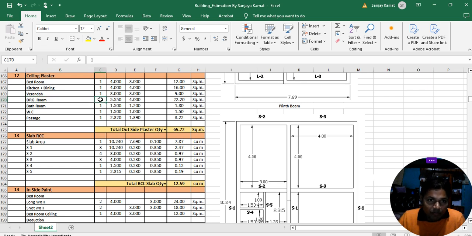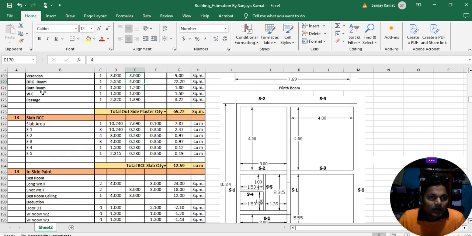Drawing room number is 1, and length is 5.550 meter. Breadth is 4 meter. After multiplying these three terms, you will get 22.20 meter square. Now we are going to work for the bathroom. Bathroom number is 1, length is 1.50 meter, and breadth is 1.2 meter. After multiplying these three terms, you will get 1.80 meter square.